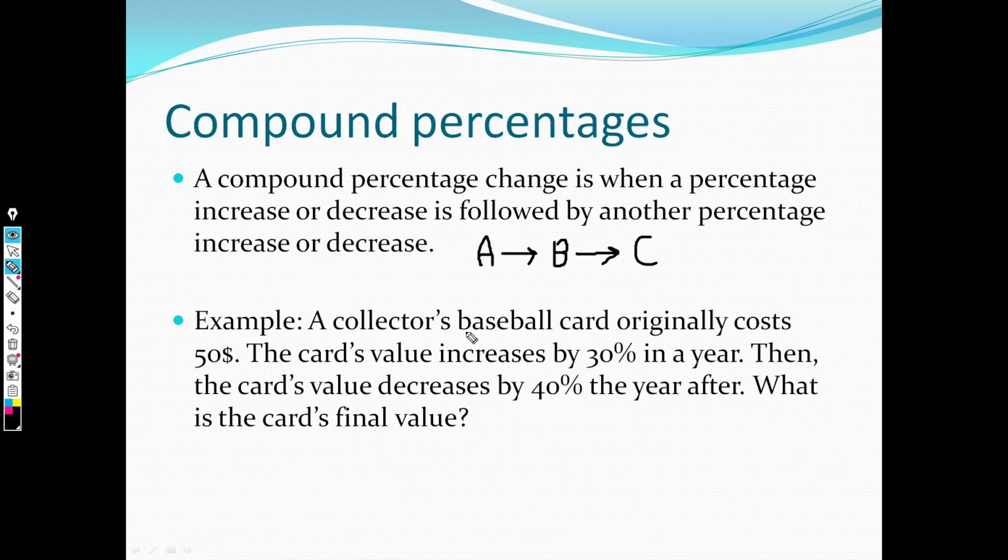You've got a collector's baseball card originally costing $50. The card's value increases by 30% in a year. Okay, so it increases by 30% in a year. Now, here you're going to say, okay, well, that's just 50. And now I want 30% more than 50.